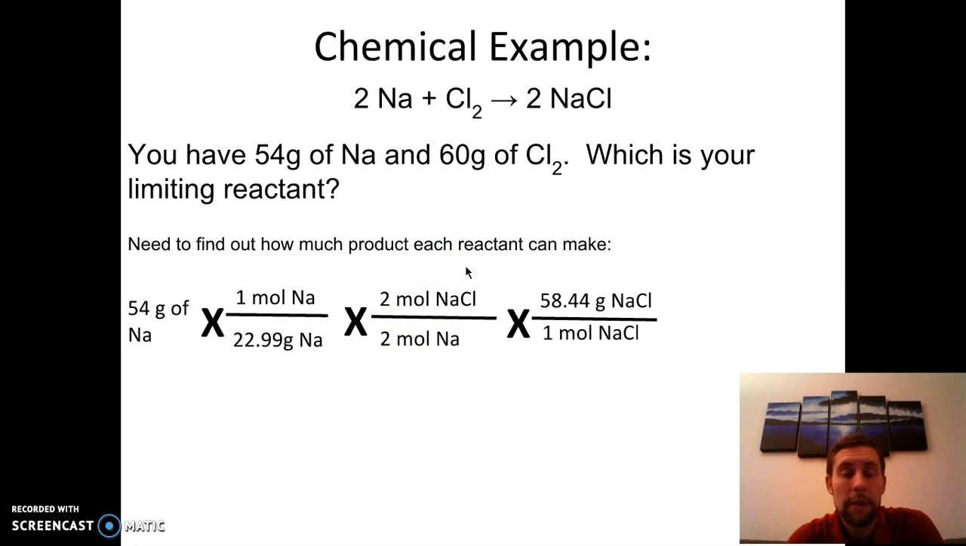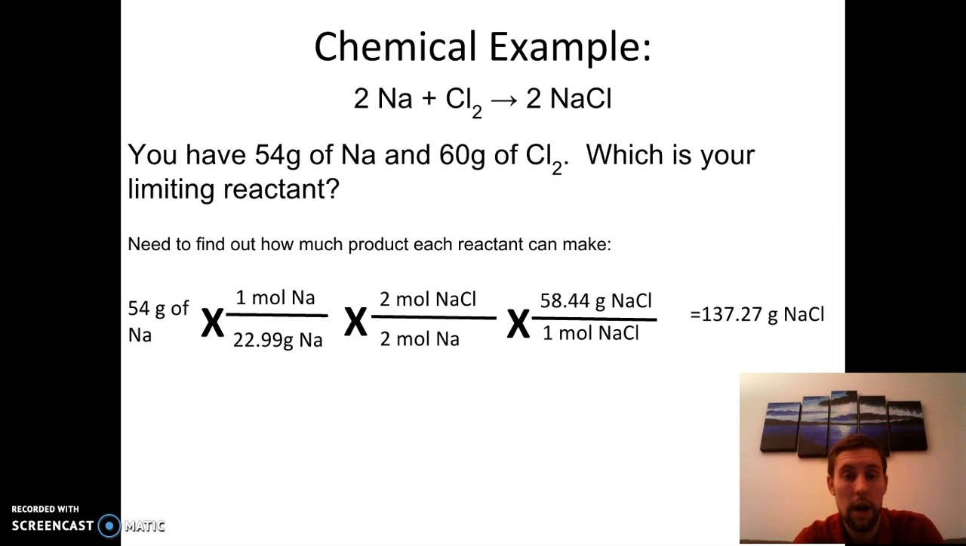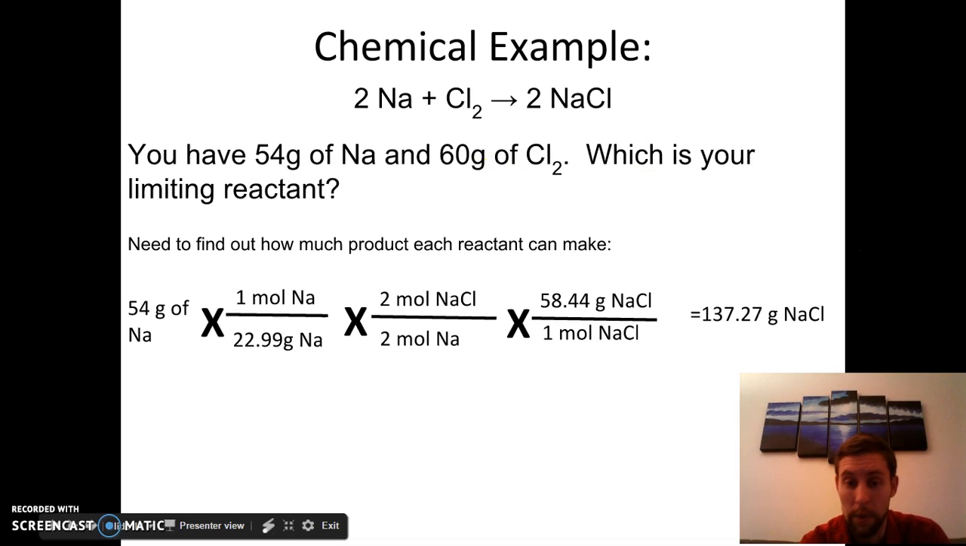Now I'll go one last step to get to the amount of product, so grams of my product. From moles to mass, I use the molar mass, grams per mole, which we find again from the masses of sodium and chlorine on the periodic table. So if we use all the sodium, we do the math, we'd be able to make about 137 grams of sodium chloride, of salt, our product. Okay, that's dandy. But how much could we make if all of our 60 grams of chlorine was used up? Well, we need to find that out next.